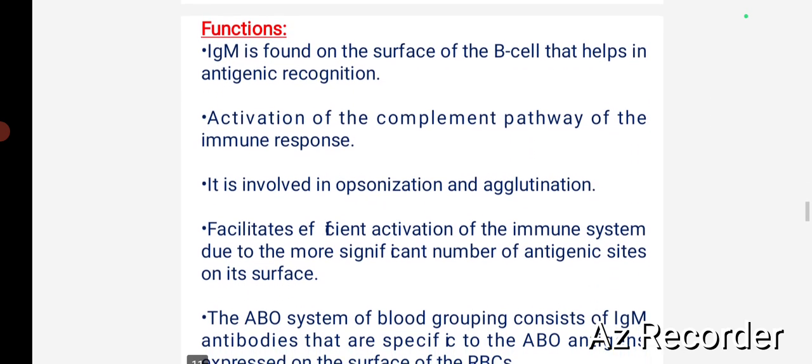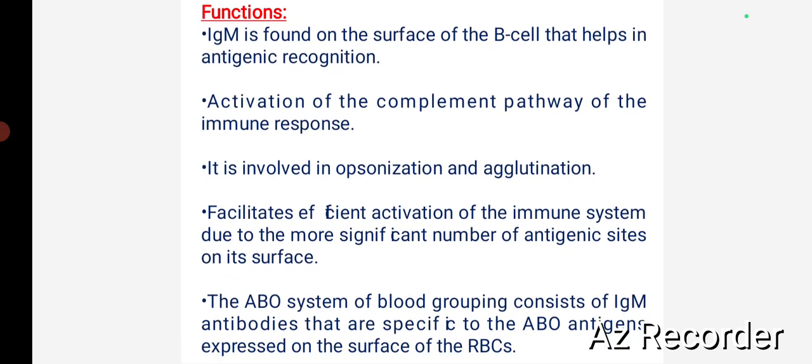Next, functions of IgM. IgM is found on the surface of B cells, which helps in antigen recognition and activation of the complement pathway of the immune response. It is involved in opsonization and also agglutination, which facilitate efficient activation of the immune system due to the larger number of antigenic sites on its surface. The ABO system of blood grouping consists of immunoglobulin M antibodies that are specific to the ABO antigens expressed on the surface of RBCs, red blood cells.